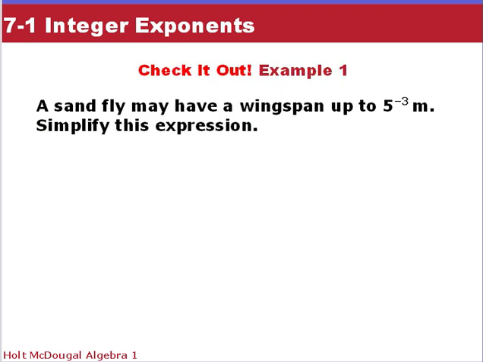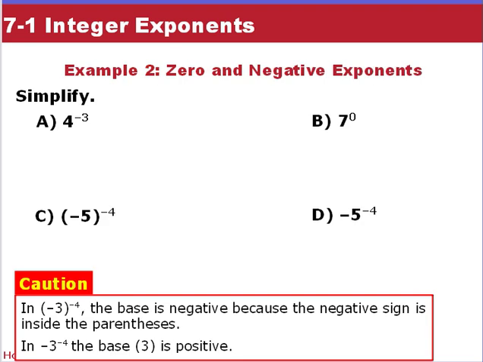And here's your check it out to do. So again, to simplify means remove the negative exponents, make them positive, and see what you come up with. So now we're asked to simplify, again, means remove our negative exponents. This is going to be the same as 1 over 4 cubed, which is 1 over 4 times 4 is 16, times 4 is 64.